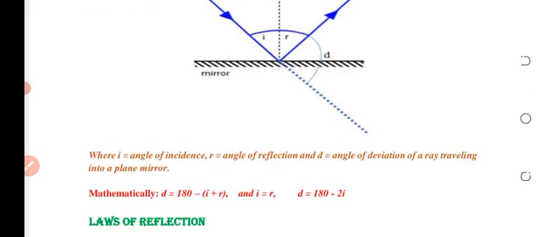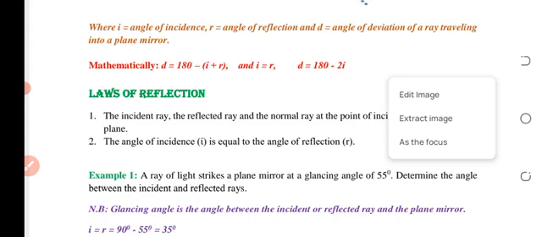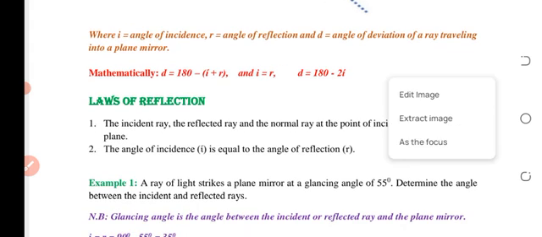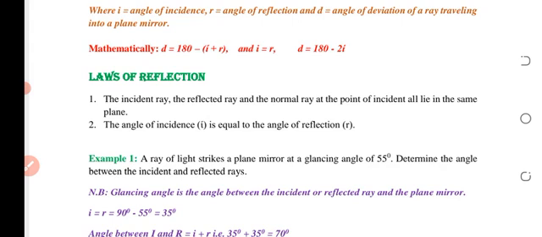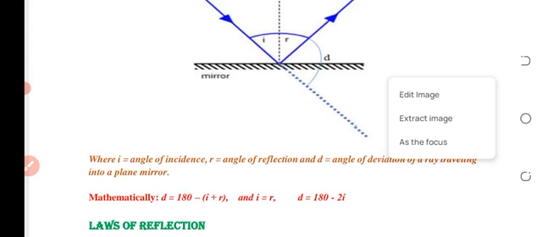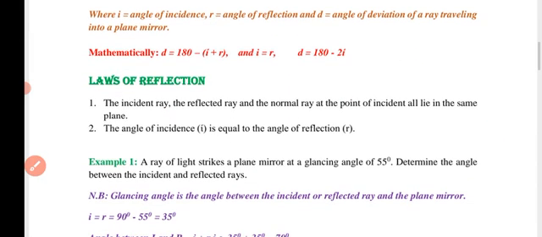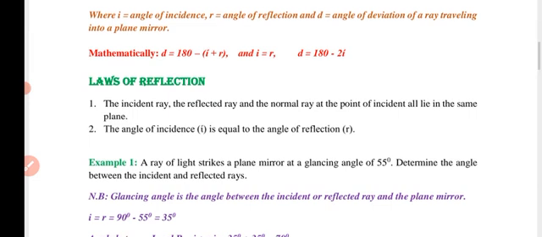Now, from the laws of reflection, the first law is that the incident ray, the reflected ray, and the normal at the point of incidence all lie in the same plane. As we can see from here, the incident ray, the reflected ray, and the normal at the point of incidence all lie on the same plane. Also, the second law of reflection states that the angle of incidence is equal to the angle of reflection. Let's come back to this place.